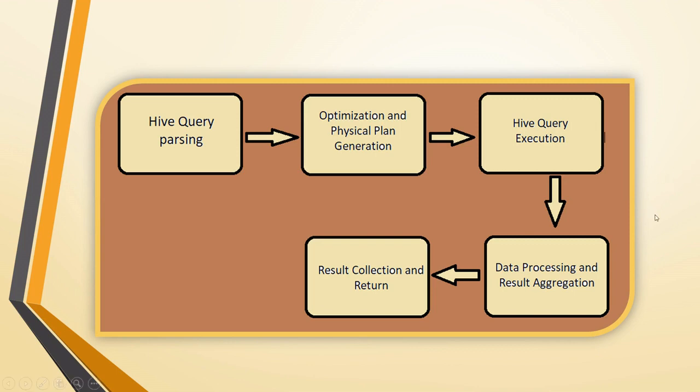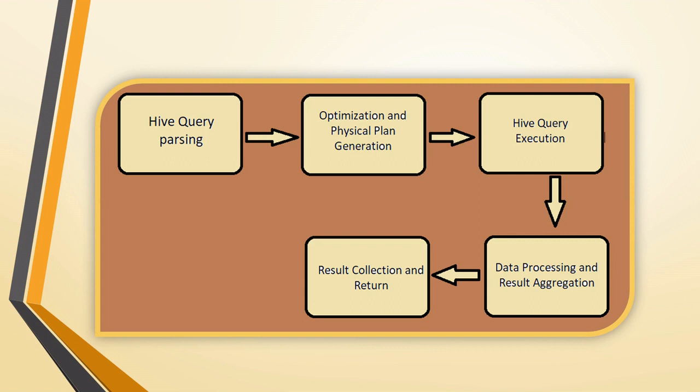Now the Spark executors process the distributed data in parallel, whatever query is assigned to them. They read the required input data from the underlying storage, apply the transformations and operations defined in the Hive query, and perform the necessary aggregations and computations. So these executors work concurrently based on the data partitions assigned to those worker nodes.